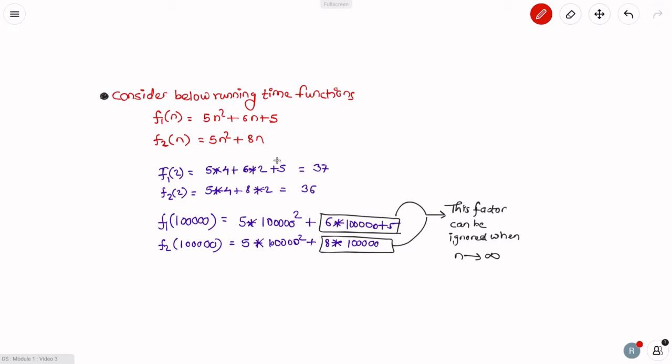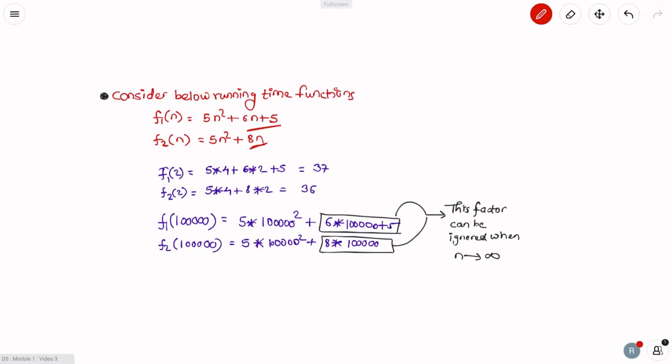If we calculate the running time of the program, then that running time is very precise, but when n, that is the input size, tends to infinity, then these factors play no role in the running time, or they have very little impact on the program's running time. So that's why we are going to come up with a new method of calculating running time, and that method is called asymptotic analysis.